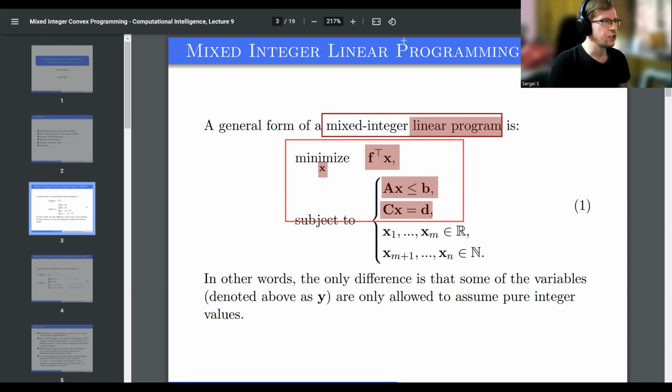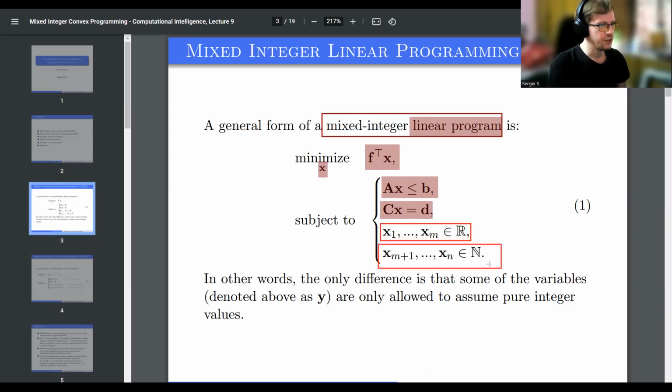What makes it mixed integer is the fact that some of the variables are real and some of the variables are integer. That is the difference. That is what makes it different from classical.